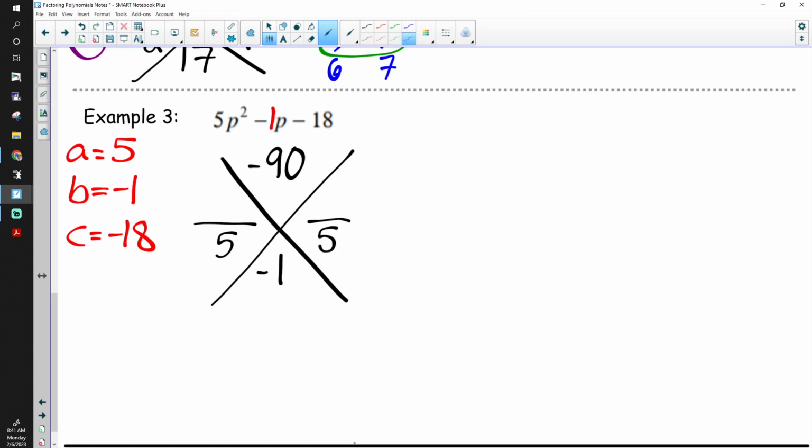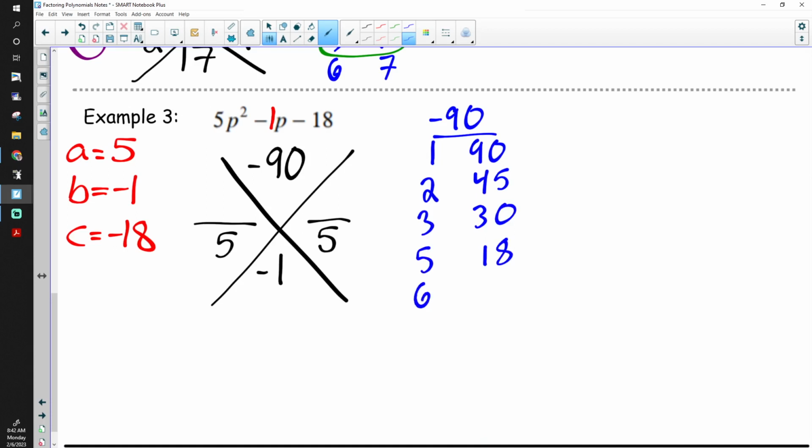Alright, so this time we need to multiply two numbers together to get negative 90. We'll just make a list for not positive 90 first, and then we'll figure out what to do with the negative. So, ways to make 90. We always got 1 and 90. We got 2 and 45. We got 3 and 30. 5 and 18. 6 and 15, and one last one. 9 and 10.